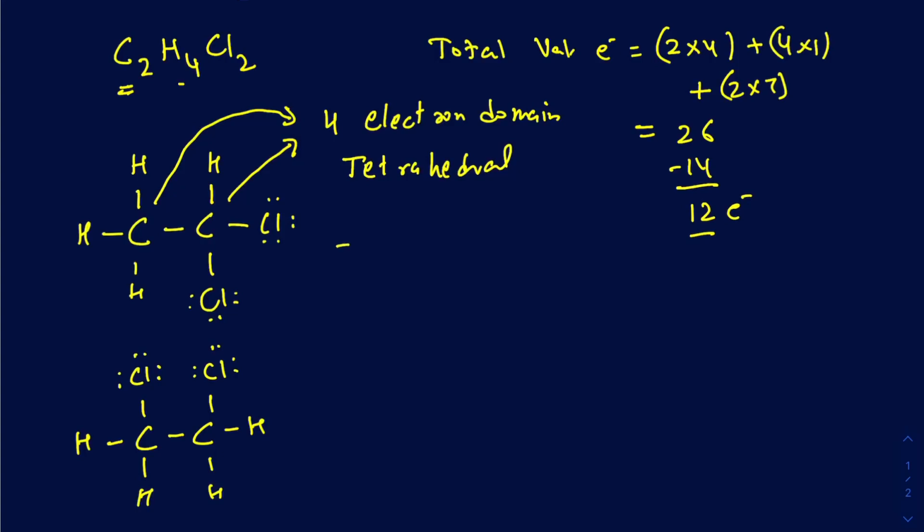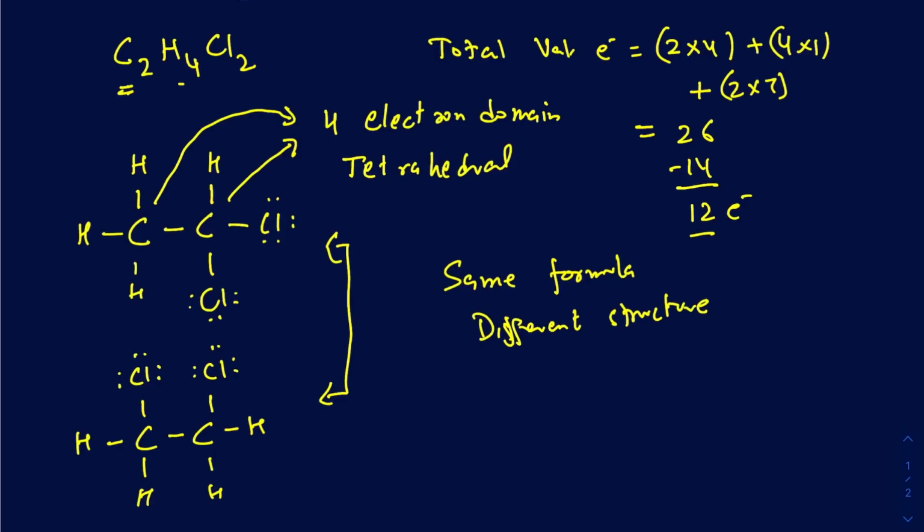Okay, so in this case you have the same formula but different structures, and they're called isomers. There are different types of isomers. For right now, you just want to know that if you have the same formula but different structures, they're going to be called isomers. And later on, you guys are going to be learning about different types of isomers. So this is how you're going to be drawing multiple center compounds. I can take another example quickly.